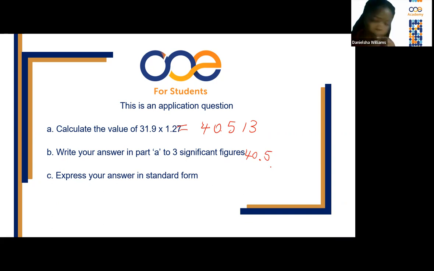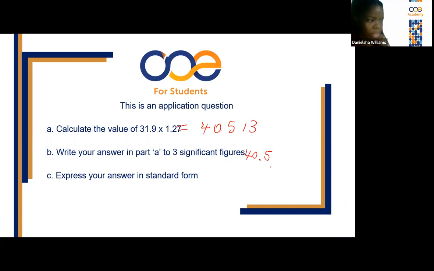40.5. Now let's get to what we looked at yesterday, standard form or scientific notation. What's the format that we use and how do we write it? So what is our answer here? Those are the things that you need to consider. The format for standard form. Once you know the format, you should be able to write it.